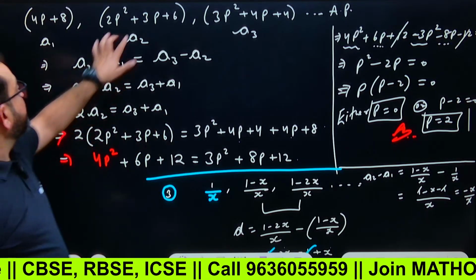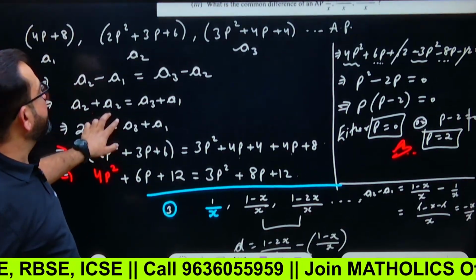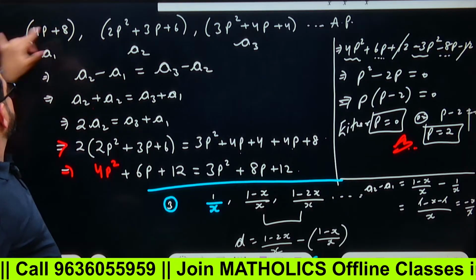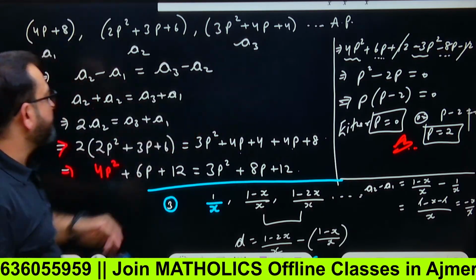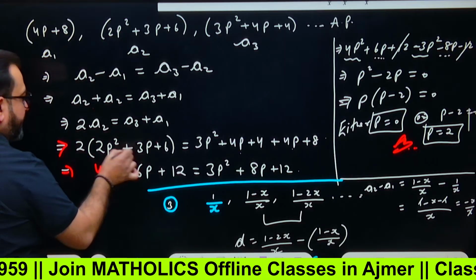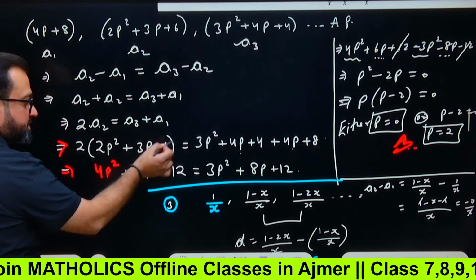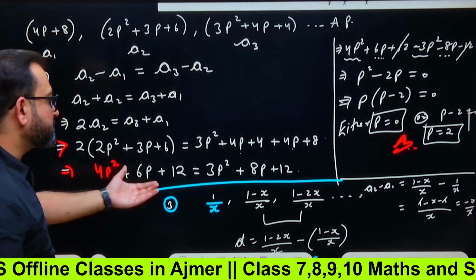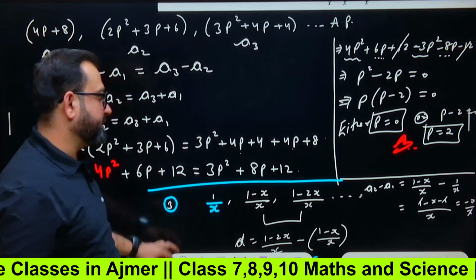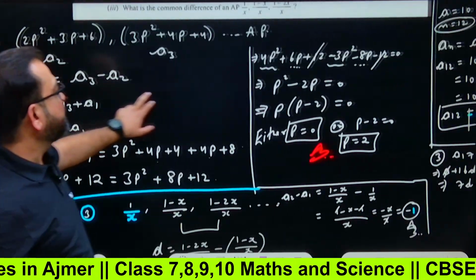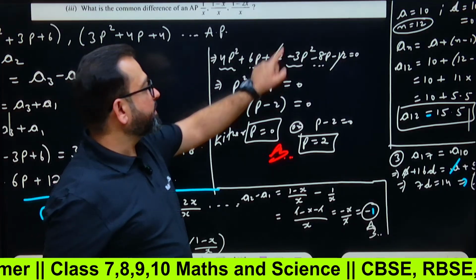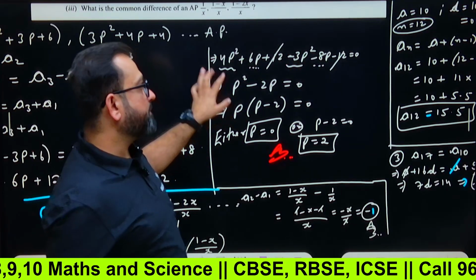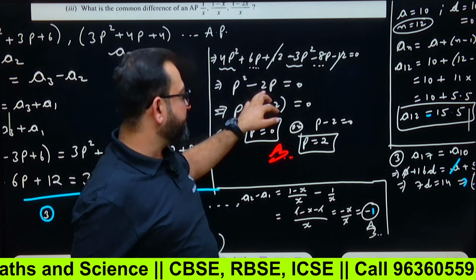What is A2? A2 is this term. So 2 into this term will be equal to A1 plus A3, right? Just put the values. When we put the values, 2 into 2P square plus 3P plus 6 equals this thing. You just solve it. Have P square on one side and P on one side, right? When you solve it, 4P square plus 6P plus 12 minus this, 12 minus 12 cancel. 4P square minus 3P square is P square. Plus 6P minus 8P is minus 2P.